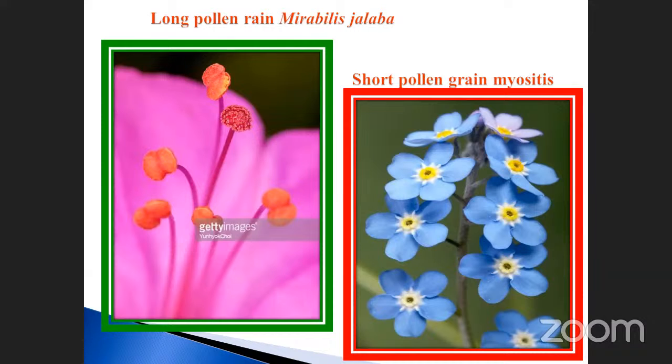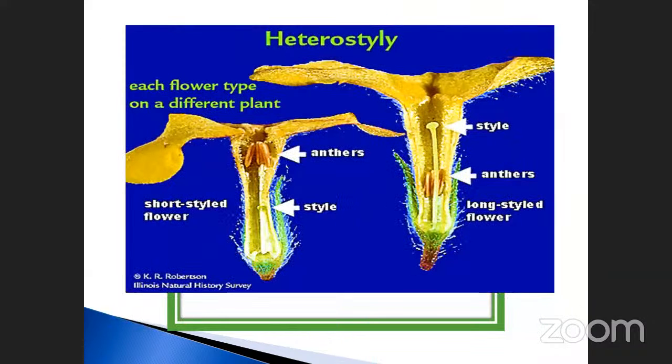So this is also another type, heterostyle. What is style? The female part, the upper part is called style, stigma, and ovary. Here, some flowers have a long style, and some have a short style. These are the two examples given. This is the longest one, this one is the shortest one. That's why it is called heterostyle. Sometimes they ask this also.